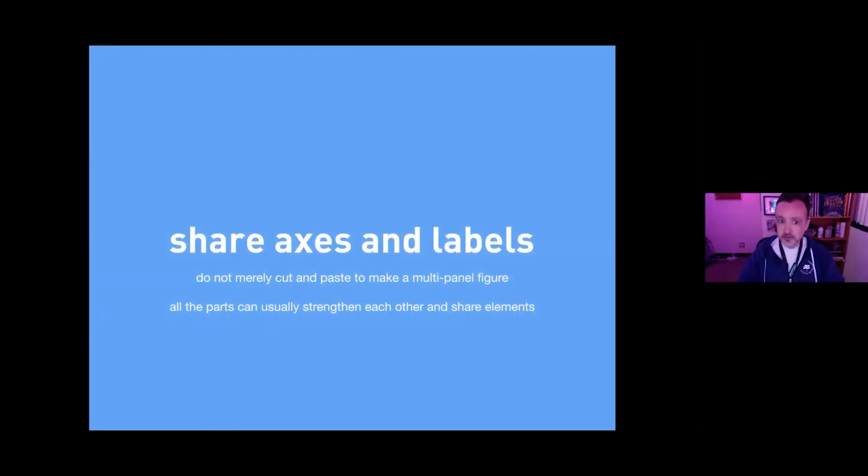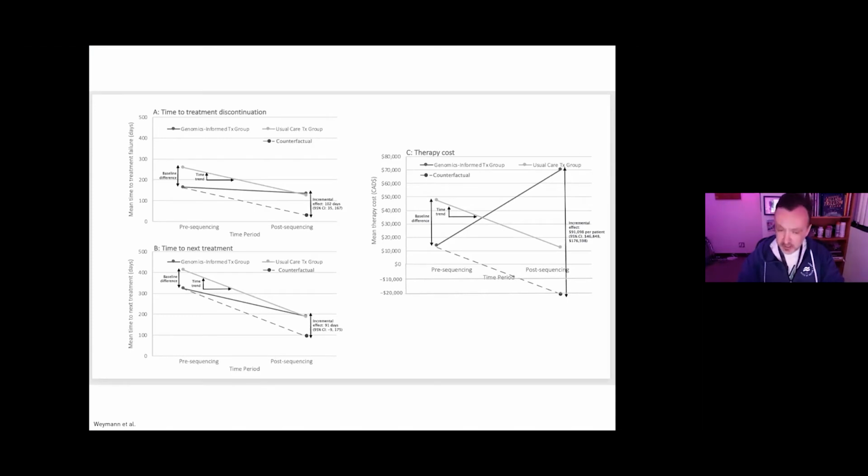Share axes and labels. It comes down to not repeating things. Again, software is really terrible at doing this. You ask R to make a faceted plot and it'll just repeat the axes and repeat the labels, and it's just nauseating, because I don't need to see it all the time. And in fact, it makes it hard to compare trends.